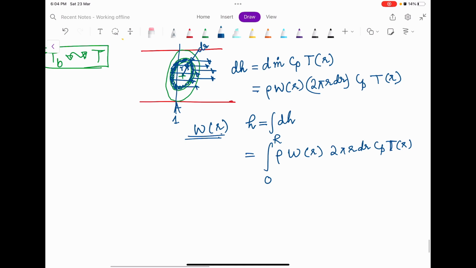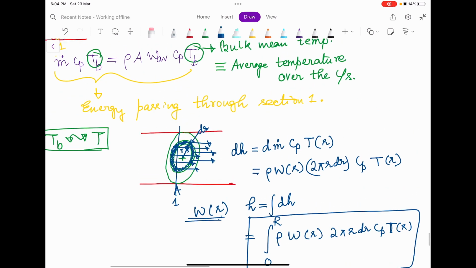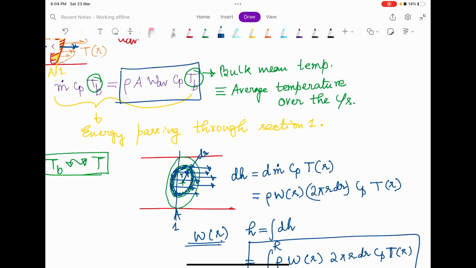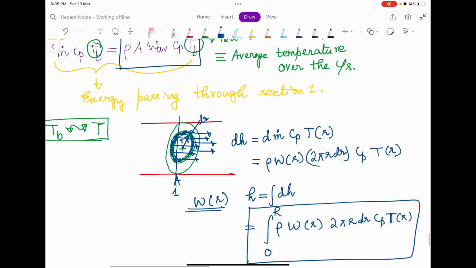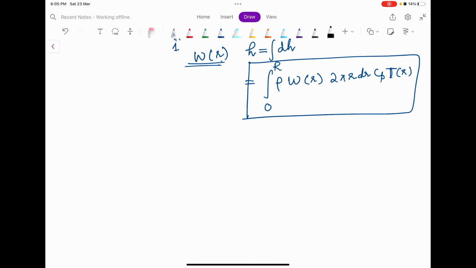You see that this term here and this term here should be equal, because both terms denote the same quantity, the energy being carried through section 1. So let me now write it down. Rho into area of cross section into W average into Cp into T of bulk is equal to the integral from 0 to R of rho W of r 2 pi r. The integral term I should write later.